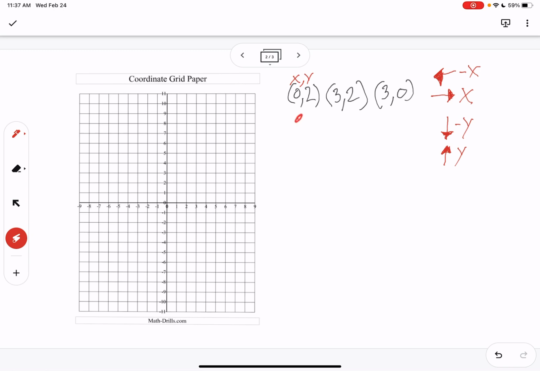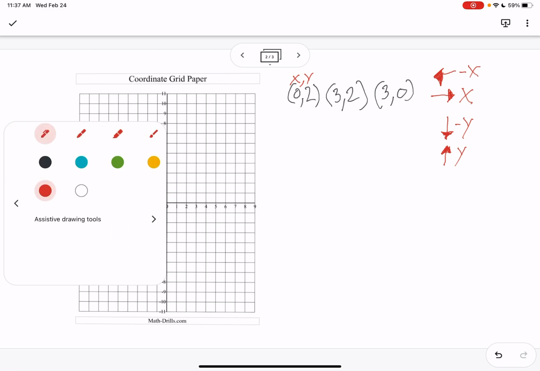We're going to do this point right here. Let's draw this dot. So 0, the first one's X. We start at this point, and we don't go anywhere because it's a 0. Now we look at the second digit, which is 2. Y is positive, so we're going to move up 2. So we're going to go 1, 2. And that is where we are going to draw our dot.